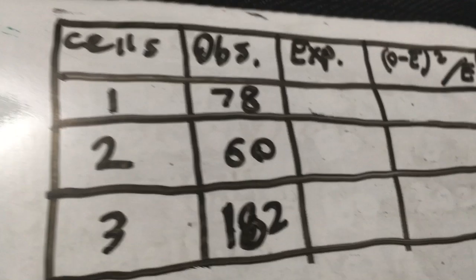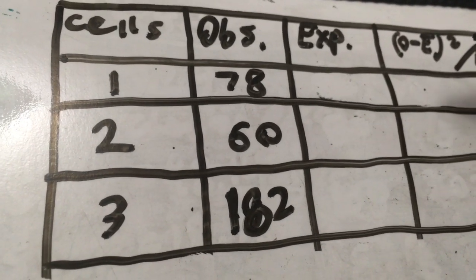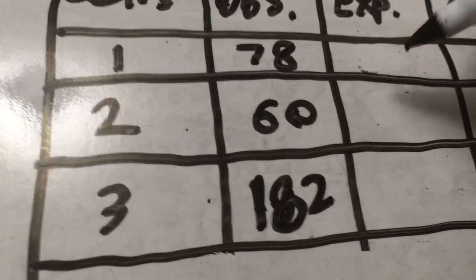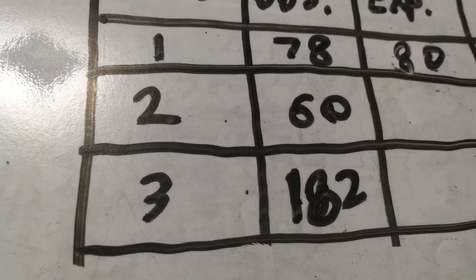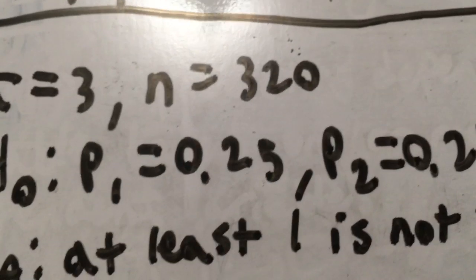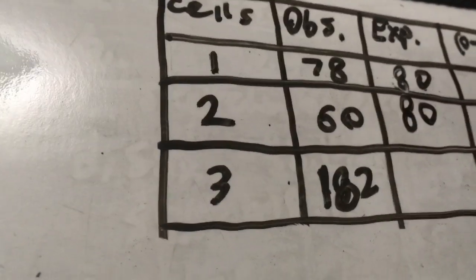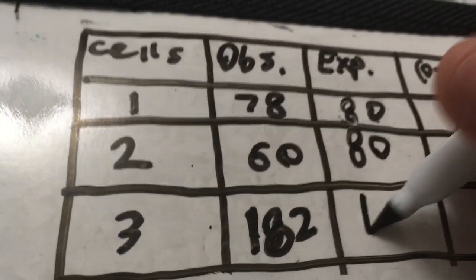So I already calculated this, and I found that 320 times the first P, which is 0.25, equals 80. Now 320 times the second P, which is 0.25, is also equal to 80 because it's the same thing, and 320 times 0.5 is equal to 160.